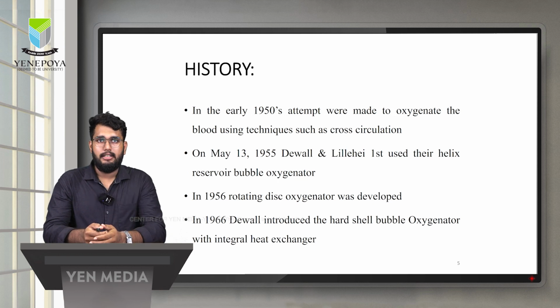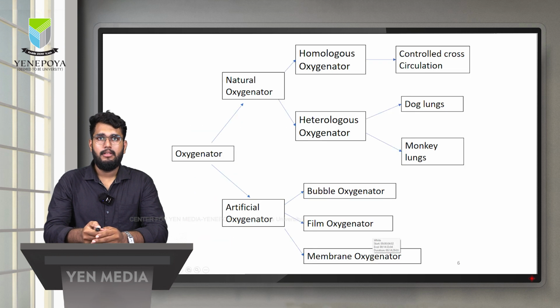Coming to the history, in the early 1915s, attempts were made to oxygenate the blood using techniques such as cross circulation. On May 13, 1955, Dewar and Lillehei first used their helix reservoir bubble oxygenator in a human. It was the first successful oxygenator which was used in human cardiac surgeries. In 1956, the rotating disc oxygenator was developed, and in 1966, Dewar introduced the hard shell bubble oxygenator with integrated heat exchanger. This diagram shows a pictorial representation of the development of the oxygenator.